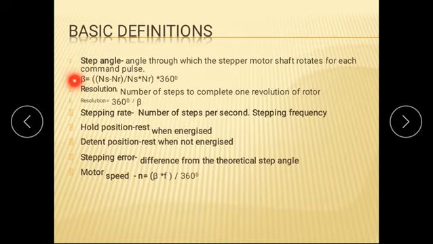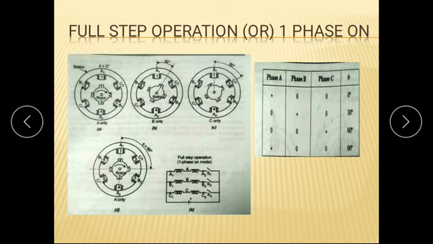So calculate beta from this formula. What will you get? Beta is equal to (Ns minus Nr) divided by (Ns into Nr), where Ns is the number of stator poles and Nr is the number of rotor teeth. So you will get 30. Your beta is equal to 30. So for each pulse, your rotor rotates by 30 degrees.